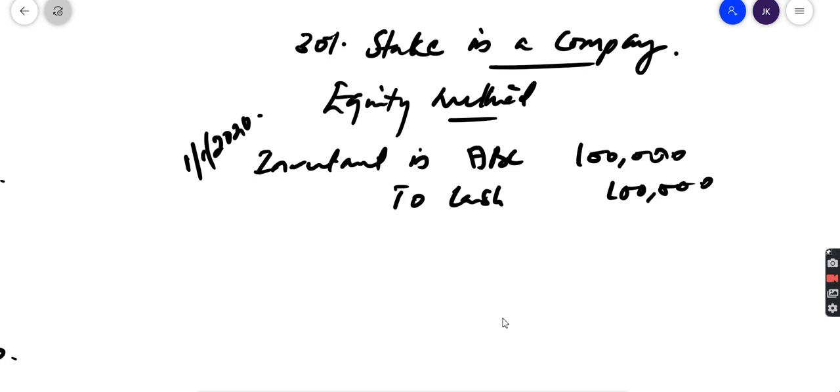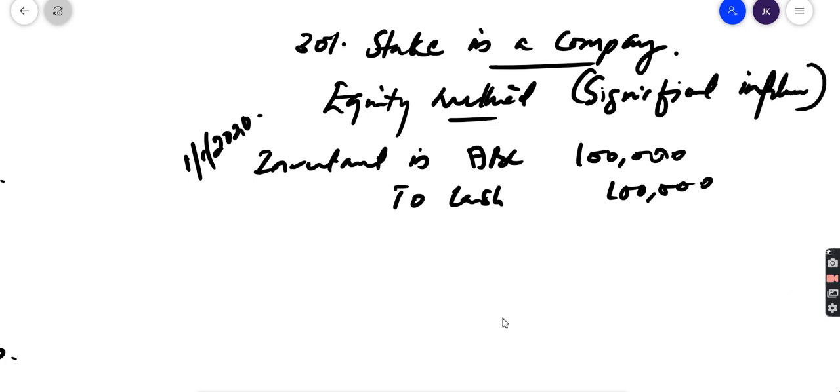And then let's say this ABC company earned 10,000 profits. So we have significant influence here, right? Why do we call it significant influence? Because we have a 30 percent stake in this company. Our say is valuable in this company, so we call it significant influence. We don't have a majority of stake, but we have a role in the management, right?